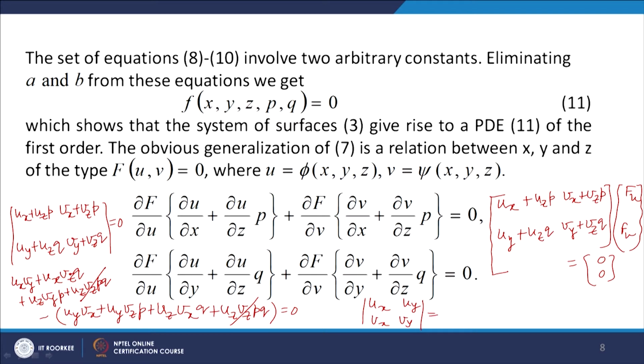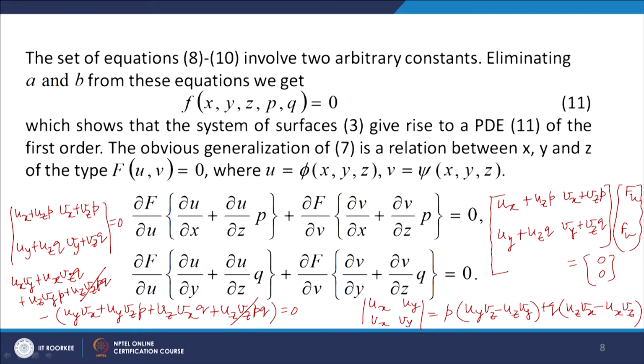Let me write it on the right side. Okay, the coefficient of p will be equal to what we have, u_y b_z minus u_z b_y, and the coefficient of q will be what we will have, u_z b_x minus u_x b_z. So, this is what we have, and we can write it in the form of the Jacobian.